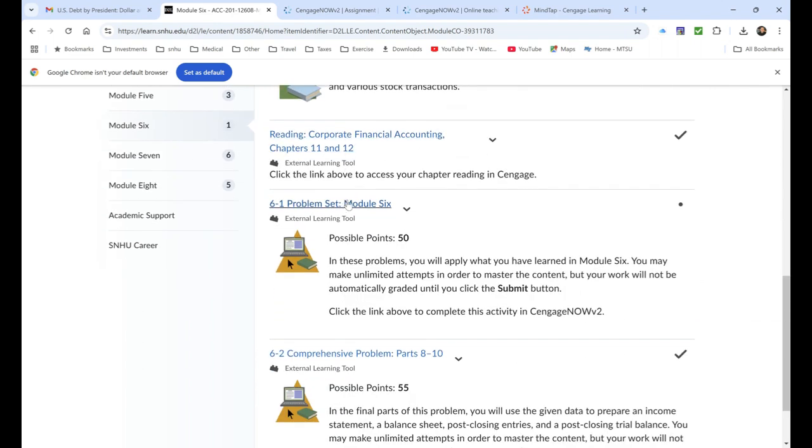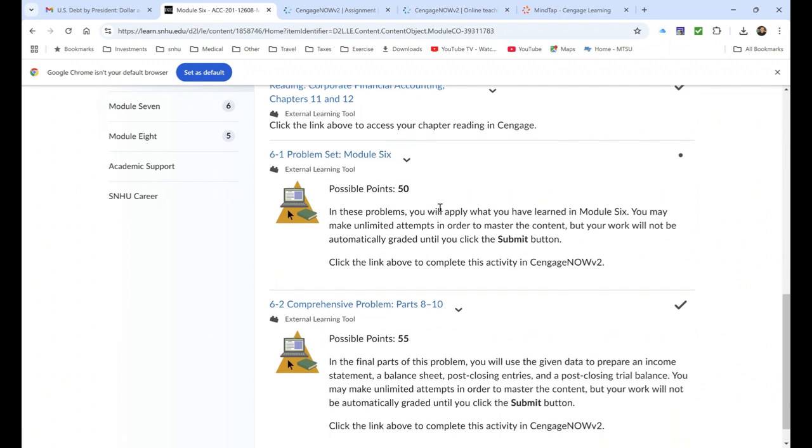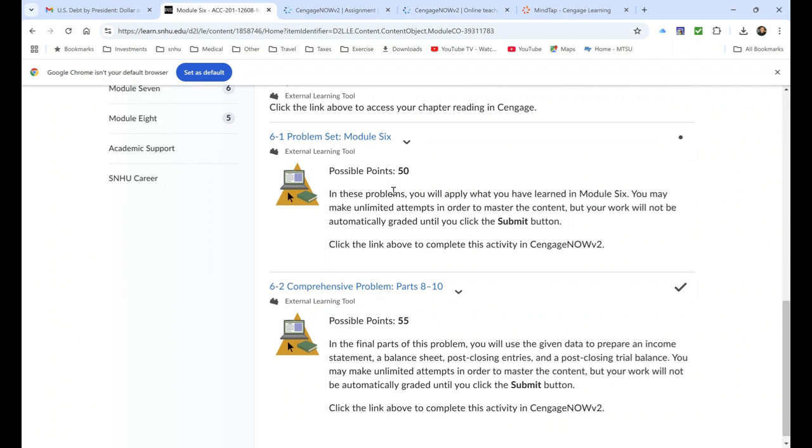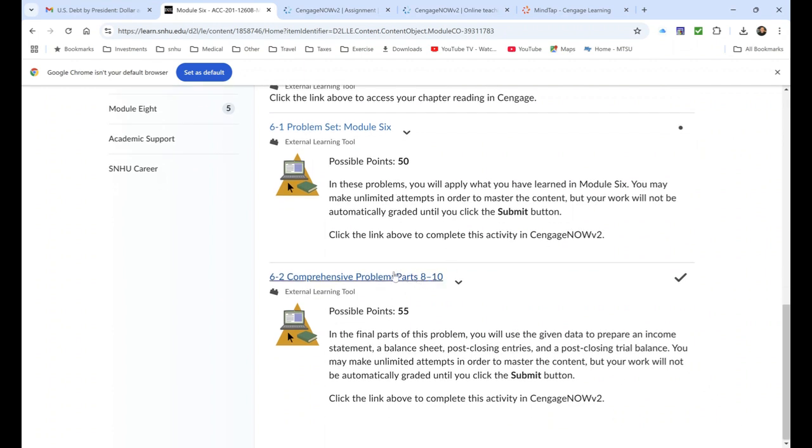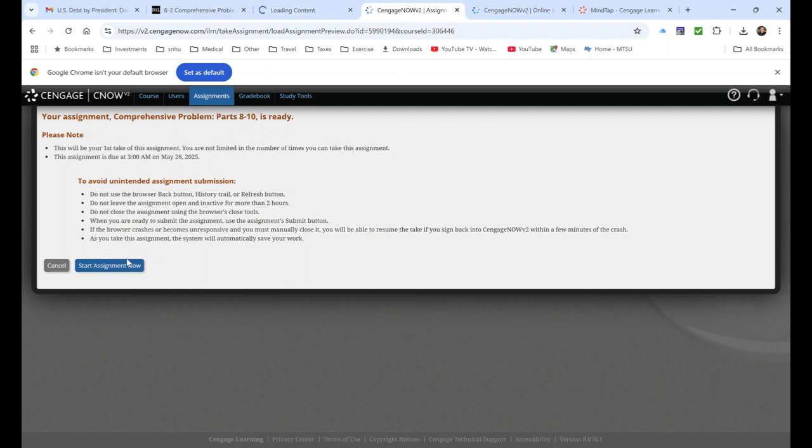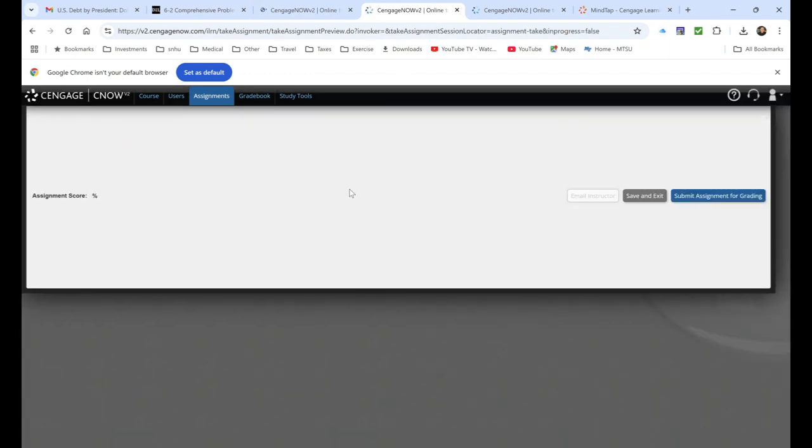We have the problem set, again, which is 50 points, and this should be fairly easy. As long as you're willing to spend the time, you should get a pretty good grade on that. And then we have the comprehensive problem. Let's start the assignment now.